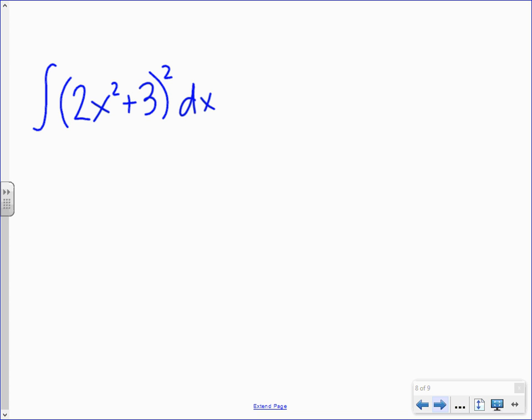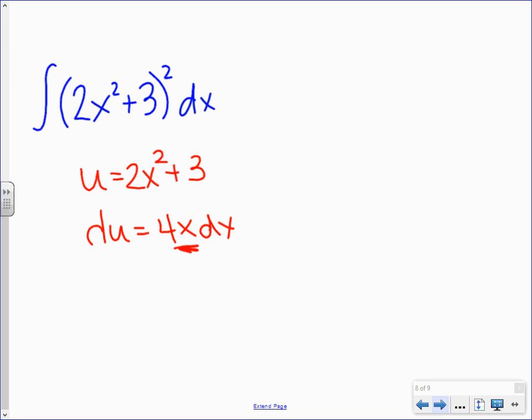Now, this is a composition, but it's not multiplied by anything, right? So if we try to do a u substitution where 2x squared plus 3 is u, when we find our du to be 4x, we don't have that 4x multiplied anywhere to be able to make that substitution work. So the only way to be able to take this antiderivative would be to multiply that out, so you can use the power rule 3 times.